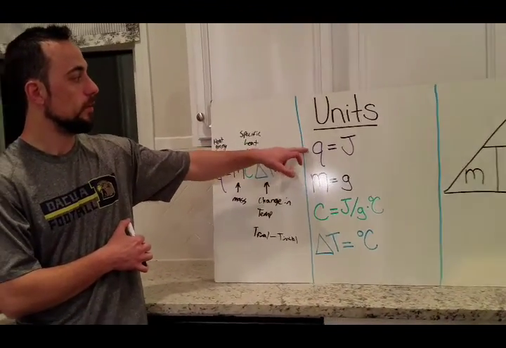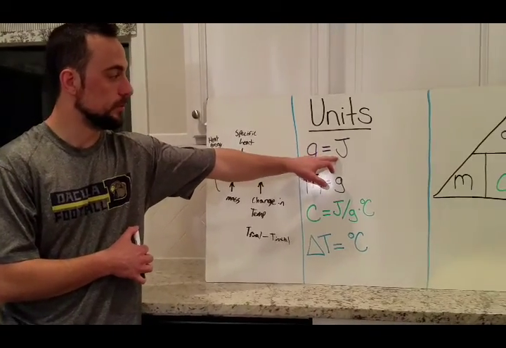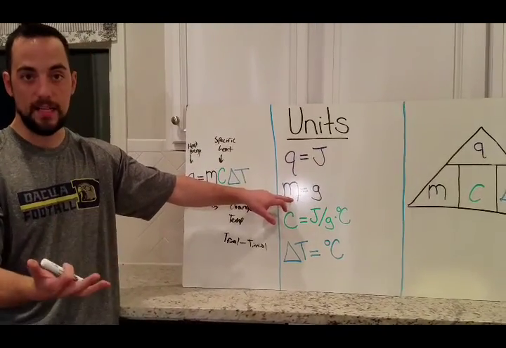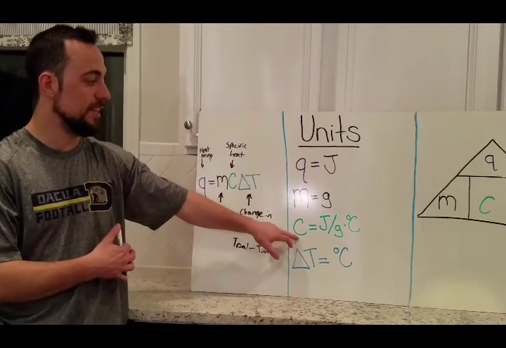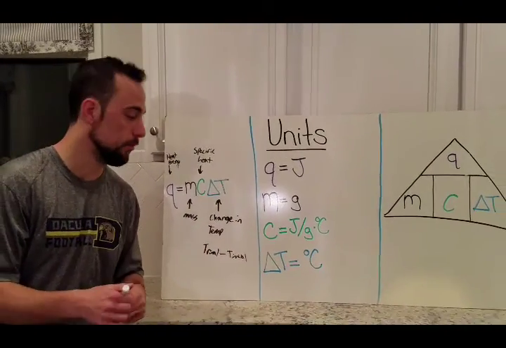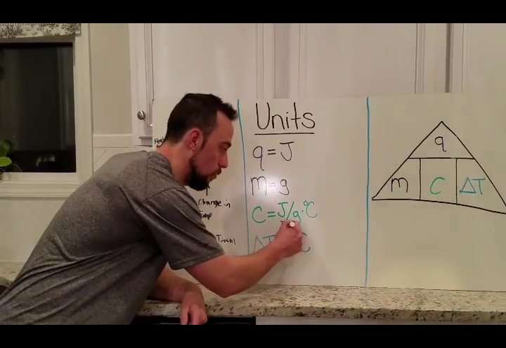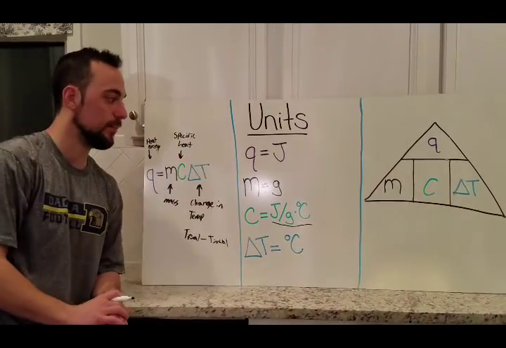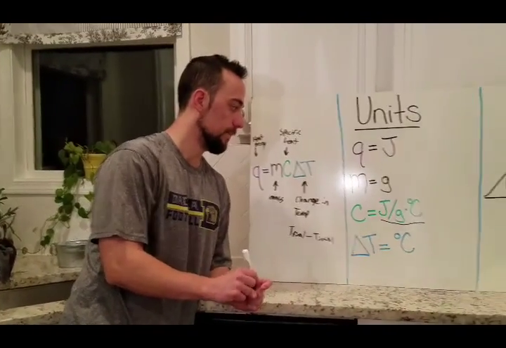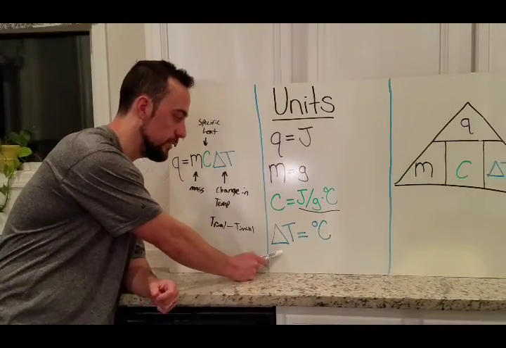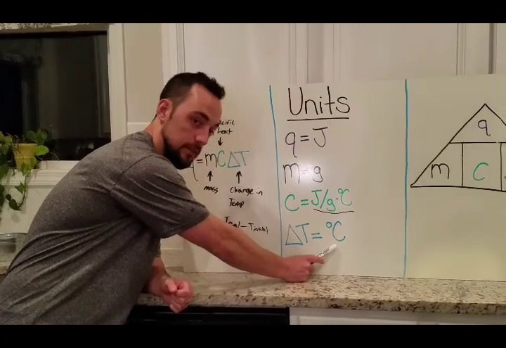So, for the units, Q is going to equal joules. M, it's mass, so that's easy. It's going to be grams. That's what we always do in science. Specific heat's a little bit of a weird one. We haven't seen this one before, but the good news is that it's so weird that it's easy to recognize. It's going to be joules divided by grams times Celsius, okay? And then delta T, because it's the change in temperature, is going to be Celsius.